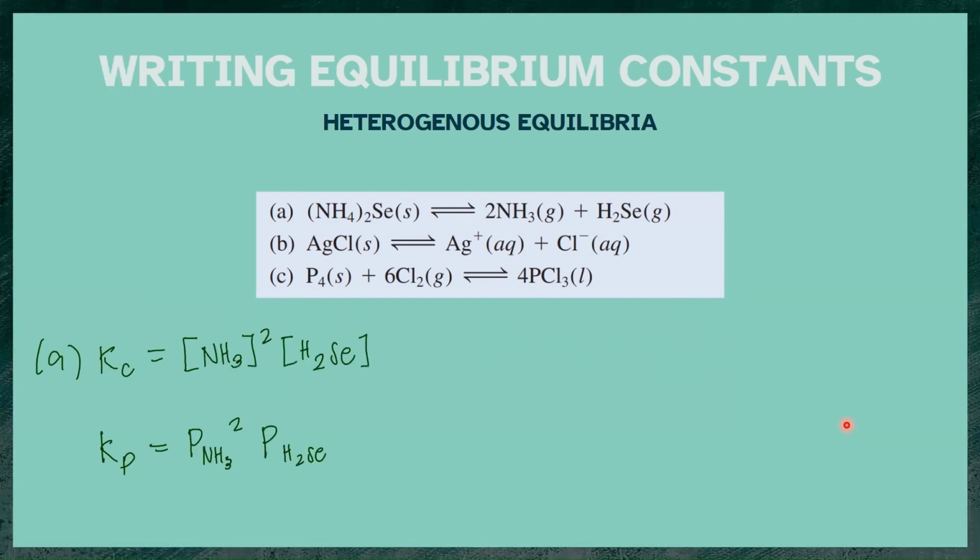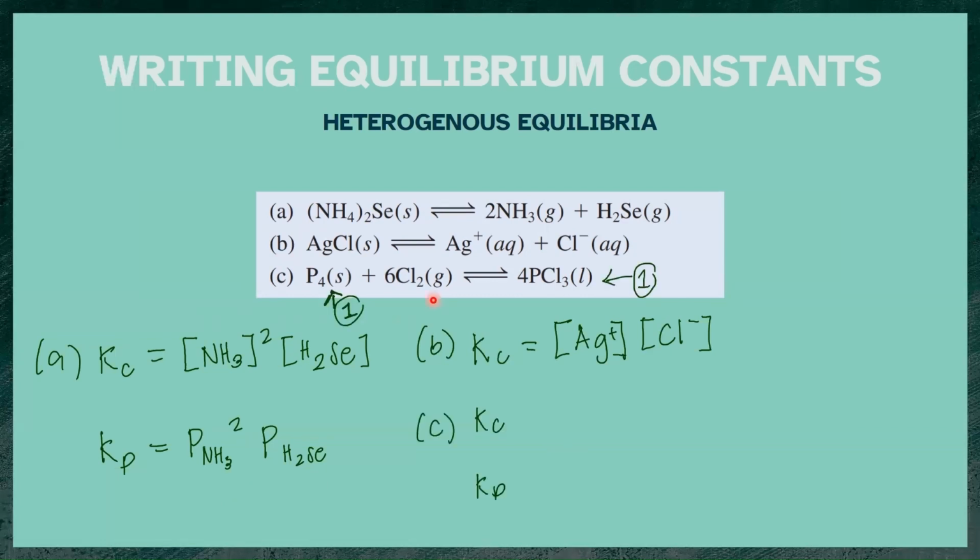For Kc, it will be just the product of the concentrations of the products since our reactant is already a solid, and it's the same with the Kp. Only the pressures of the products are computed. Same for letter B. Only the concentrations of the products will be included in the equilibrium constant expression.